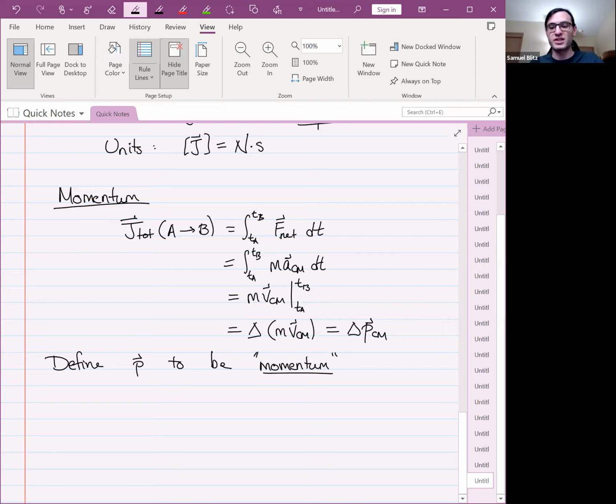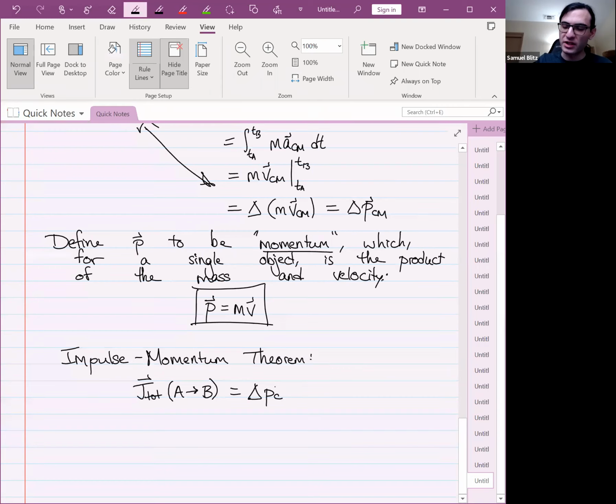Right, so the relationship that we just derived gives us the impulse momentum theorem. Just like how we had the work energy theorem, we have impulse and momentum, which relates the amount of impulse that an object gets from the net force to the change in the momentum of the object. I.e., the total impulse between times A and B is equal to the change in the center of mass momentum of the system. That is the impulse momentum theorem.